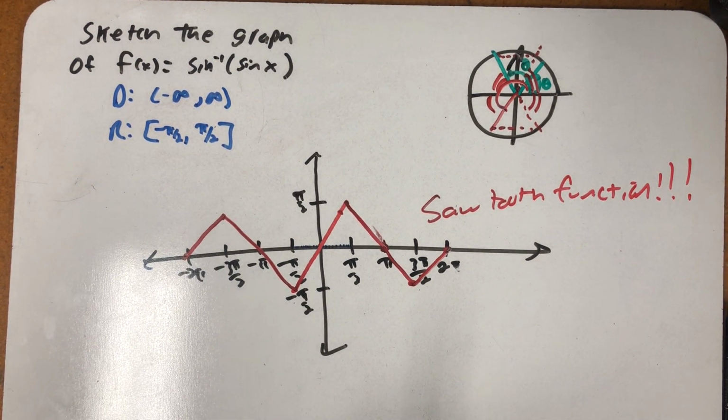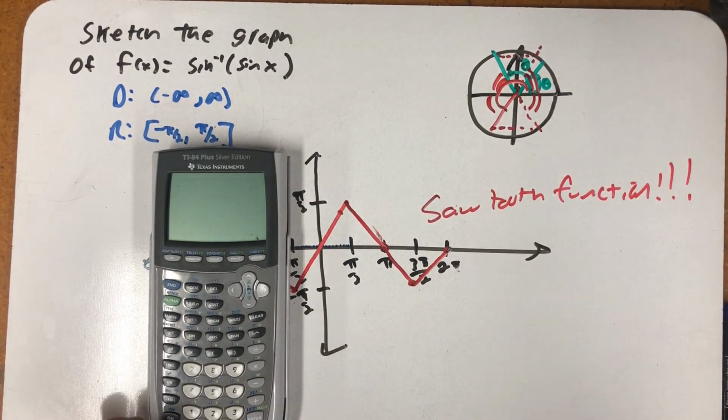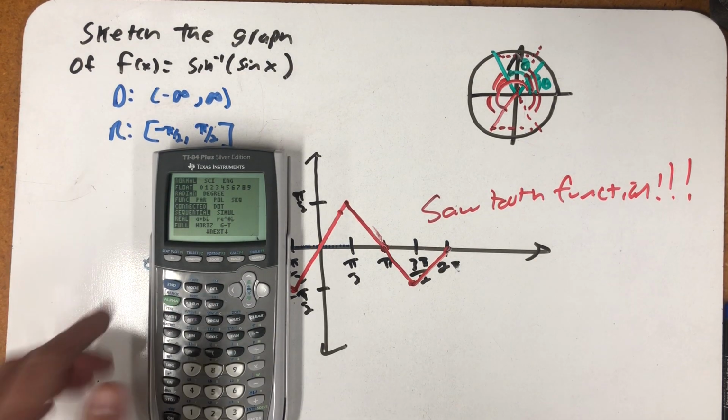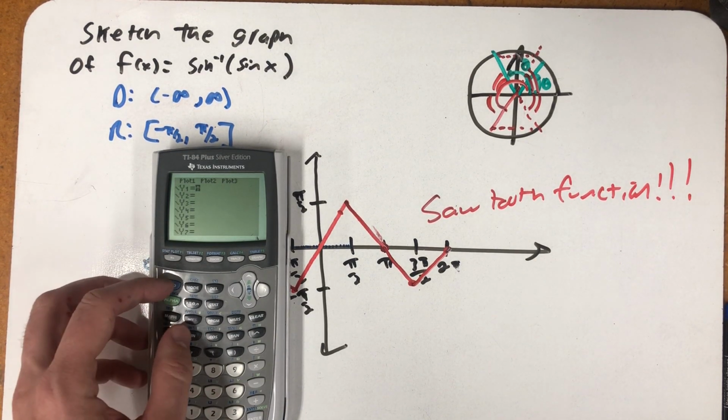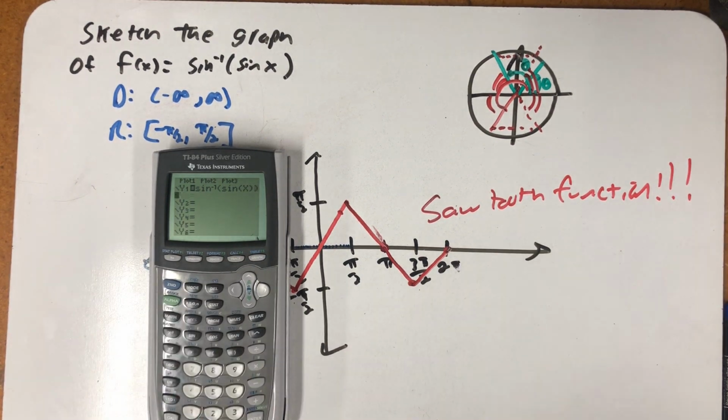Now let's make sure I'm not lying to you and see this actually graphed to scale. So let's get out our TI-83s, TI-84s, whatever graphing calculator you have. We'll make sure we're in the radian mode. And we can type this function in, sine inverse of sine of x. And I'll close both parentheses to be a good little math student.